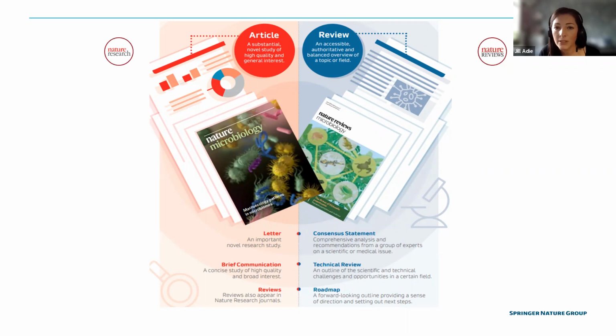And here are some of the article types that we publish in both RJs, as we call them, research journals, and the Nature Reviews. So Nature Reviews also publish things like consensus statements, technical reviews, roadmaps. So they're slightly different versions of a review that has a different take on the topic that it's reporting on. And for the Nature Research journals, there are slightly different article types depending on the content that's being submitted. So perhaps a letter or brief communication. And I think I mentioned already, they also do publish some reviews, so some non-primary as well.